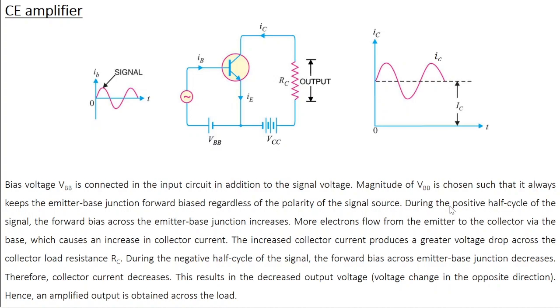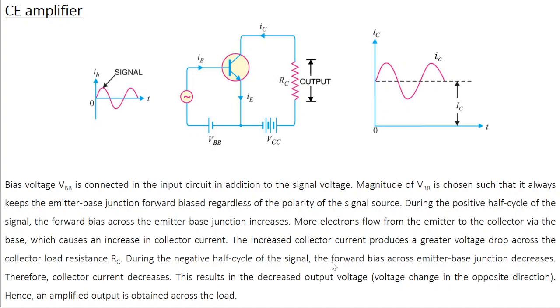And during the positive half cycle of the input signal, the forward bias across the emitter base junction increases. As a result, more electrons flow from emitter to the collector through the base, which causes an increase in the collector current. The increased collector current produces a greater voltage drop across the collector load resistance RC. So you have an increased output at the collector side.